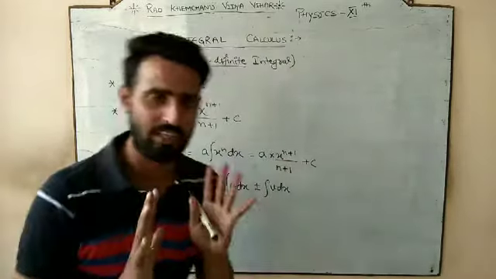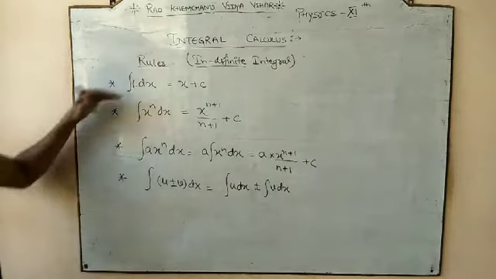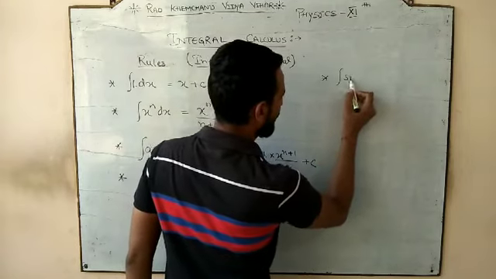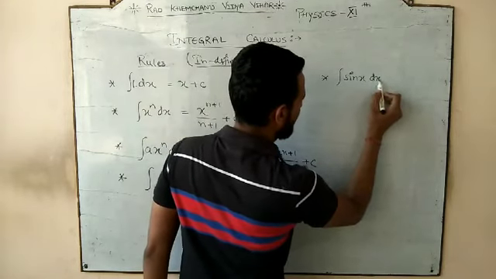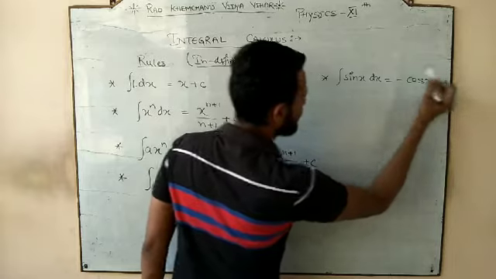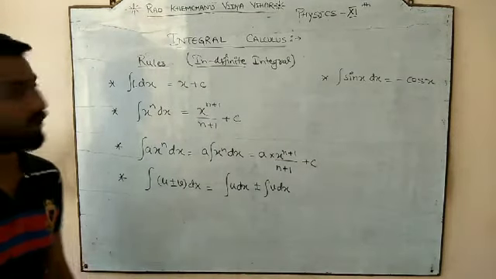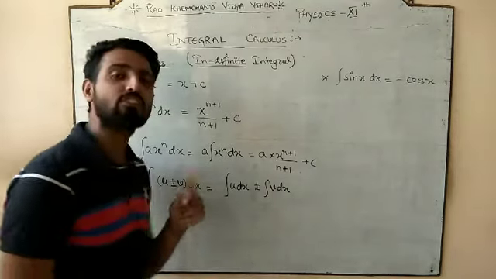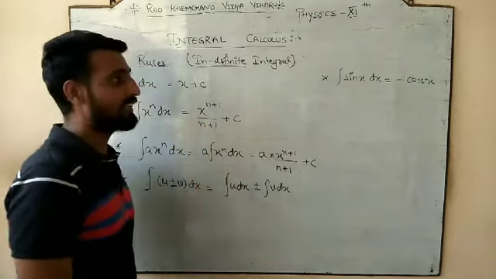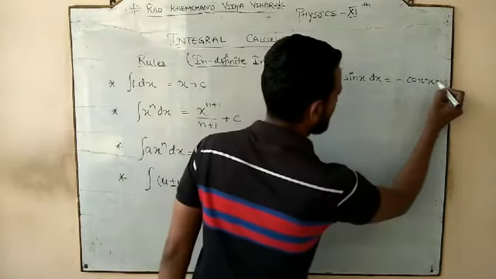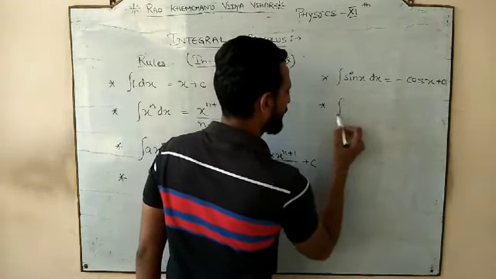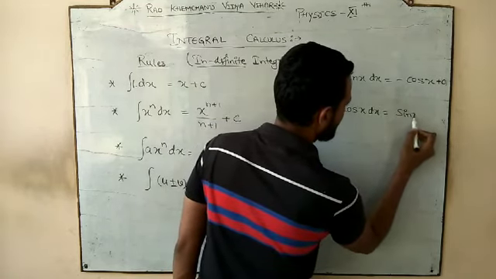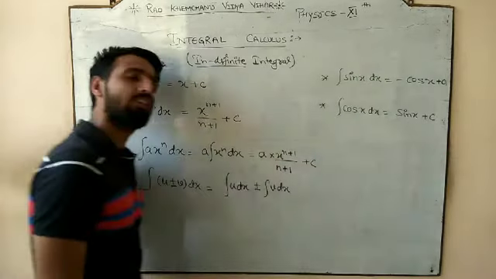Okay, so I hope you are understanding what I am trying to say. So these are the four basic rules that we require. Similarly, we have to do the trigonometry rules. The integration of sin x is minus cos x. The differentiation of sin x was cos x, but the integration of sin x is minus cos x plus some constant. Similarly, integration of cos x is plus sin x, just the reverse as compared to differentiation.